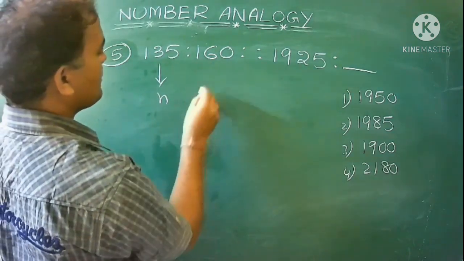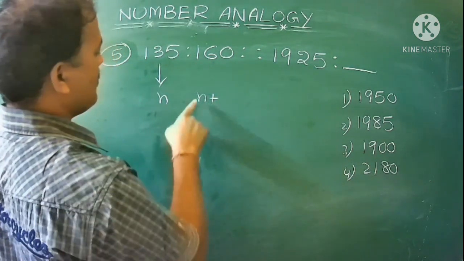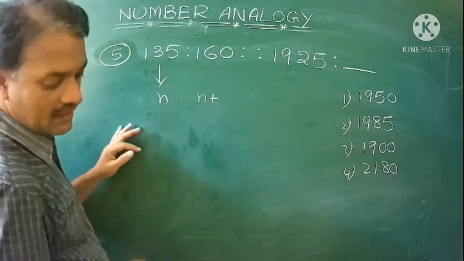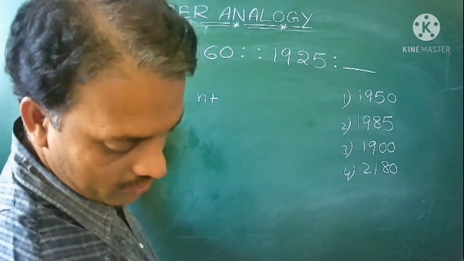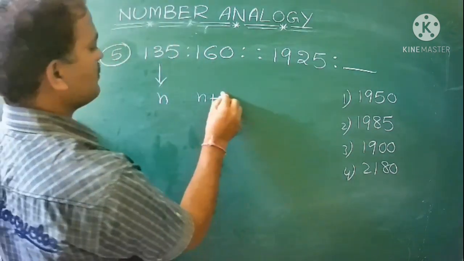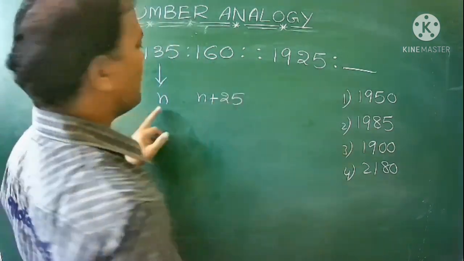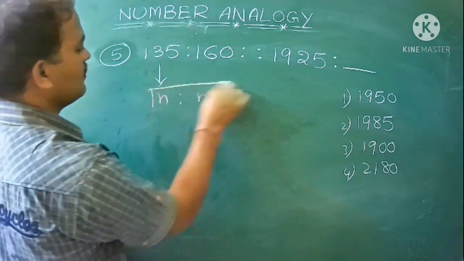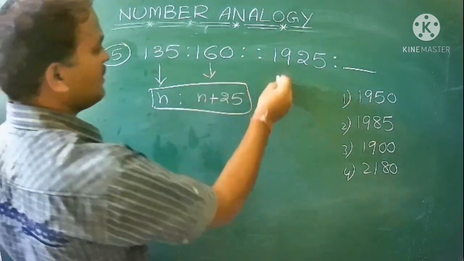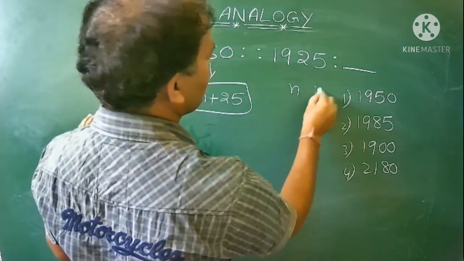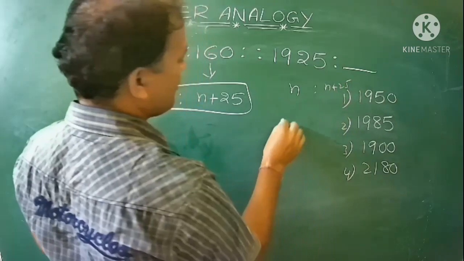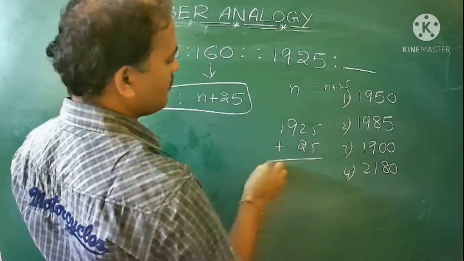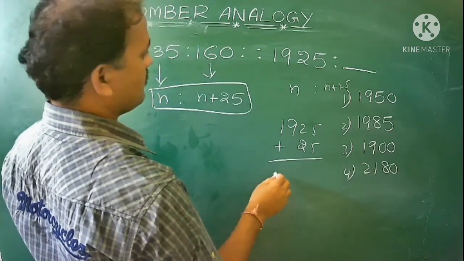So next here, 160 means n plus 135 plus 135 plus how much will you get? Suppose it is 25, then the relation is n is to n plus 25. So you can apply it for this. But here also, n is to again n plus 25 is nothing but 1925 is not plus, you will get 25. Okay, you will get 25.